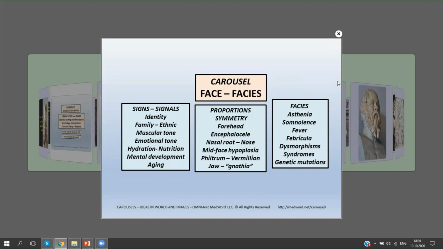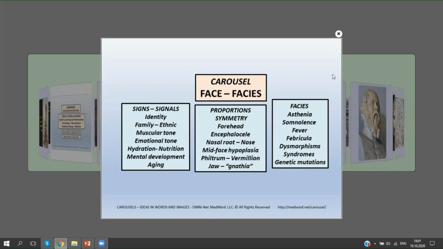For instance, signals in the face can be who you are, the identity, or it can be reflecting particular family or ethnic characteristics. It may also reflect that you're tired, your muscular tone, or your emotional tone, you're afraid, or you're dehydrated, or you're edematous, or even that some people just don't look too bright. And we judge people's age very much by facial characteristics.